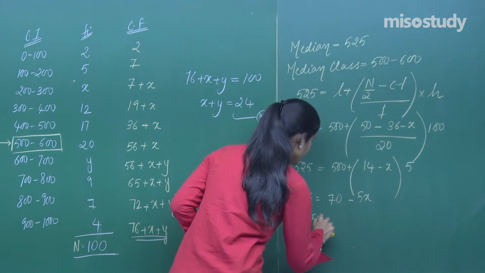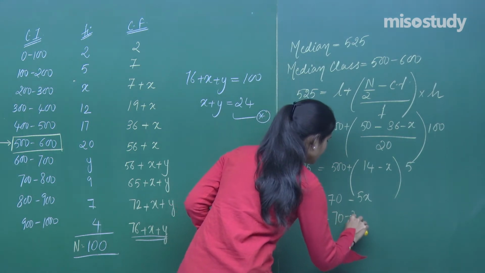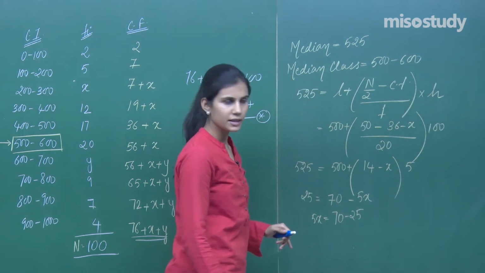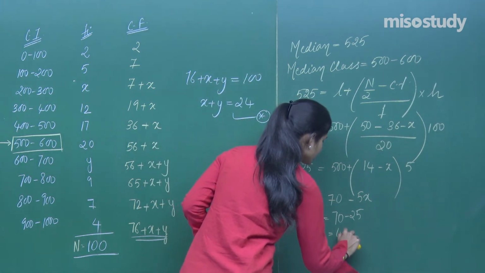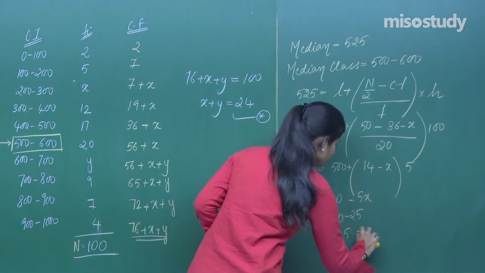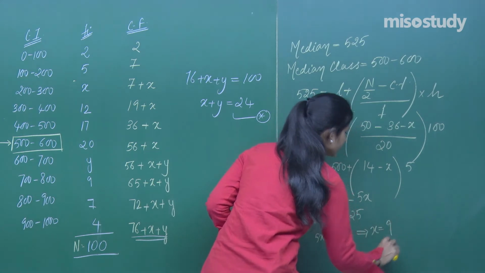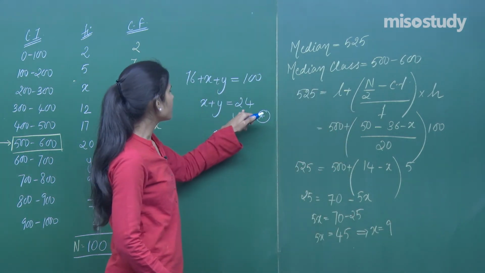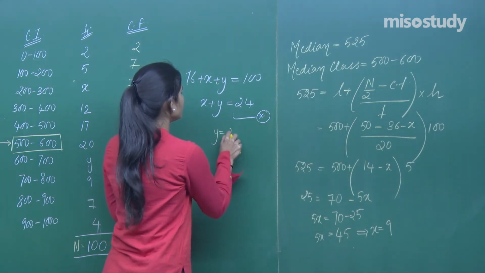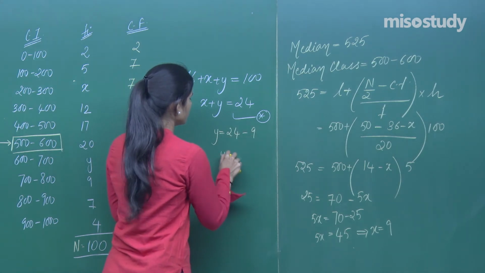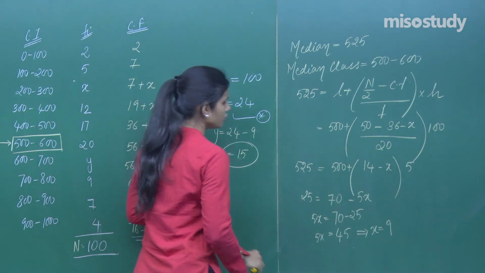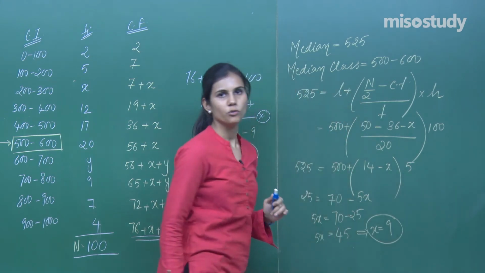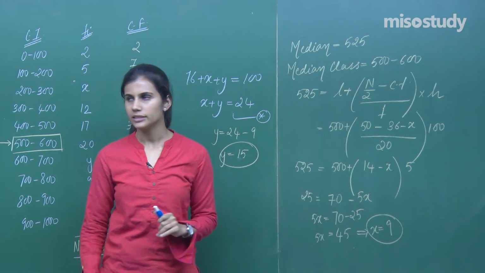So you get 5x equals 70 minus 25, which gives you 45, which implies x is 9, and because x plus y is 24, y is 24 minus 9, so y is 15. You have got the value of x and y. X is 9, y is 15.